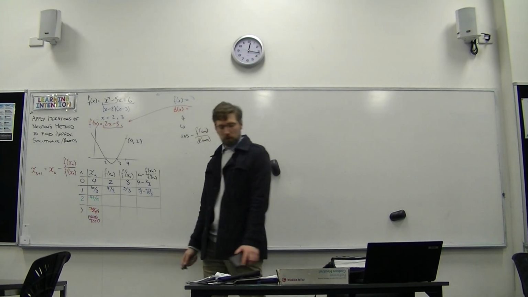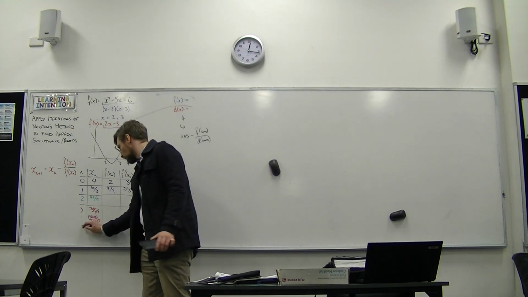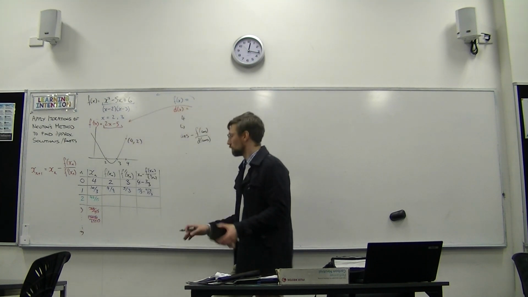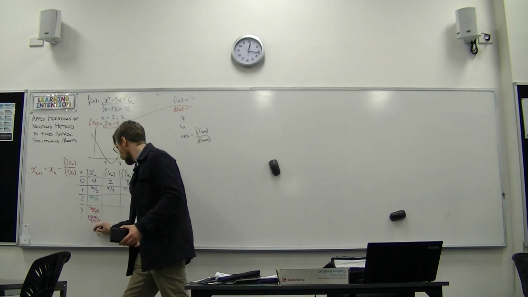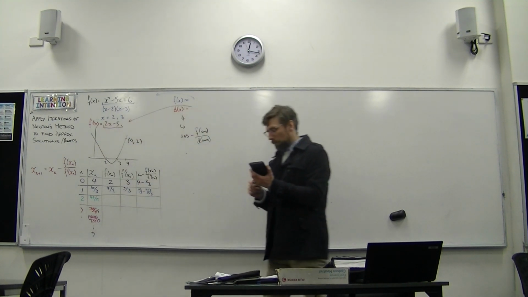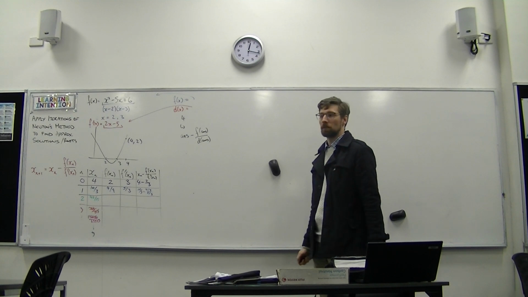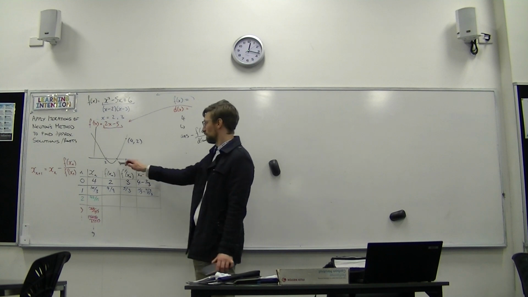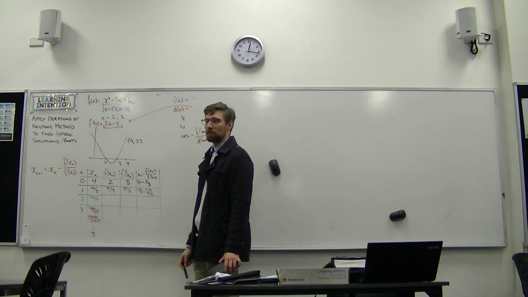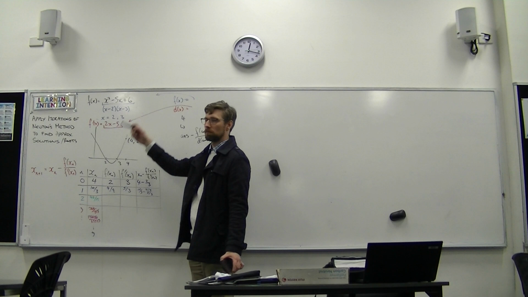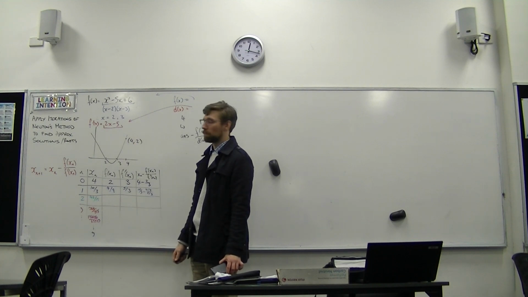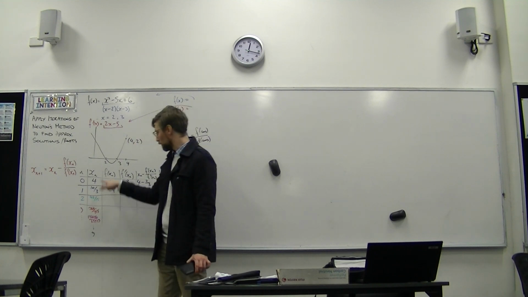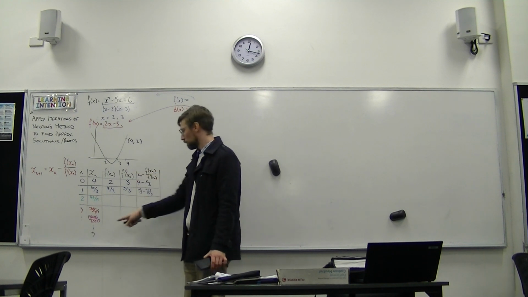So, hopefully it's pretty clear at this point that this thing is approaching 3. Now, is that surprising? What were we trying to find out? That was too long ago. We're trying to find the x intercept, which we knew should be 3. Incidentally, if you put 3 into this, we'll put it in.